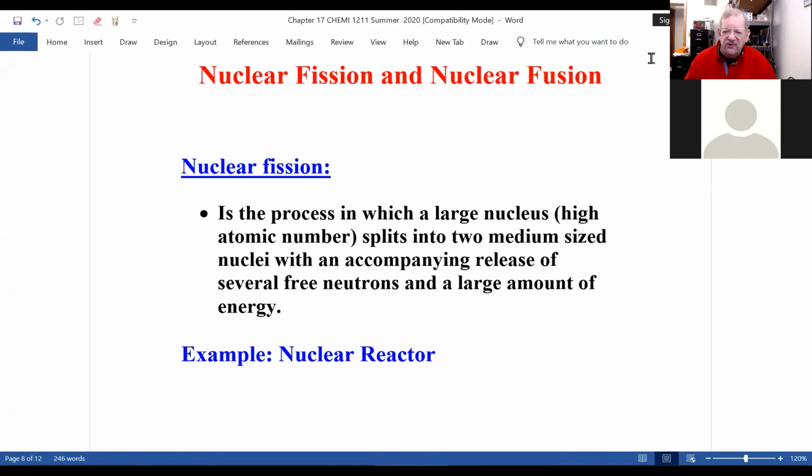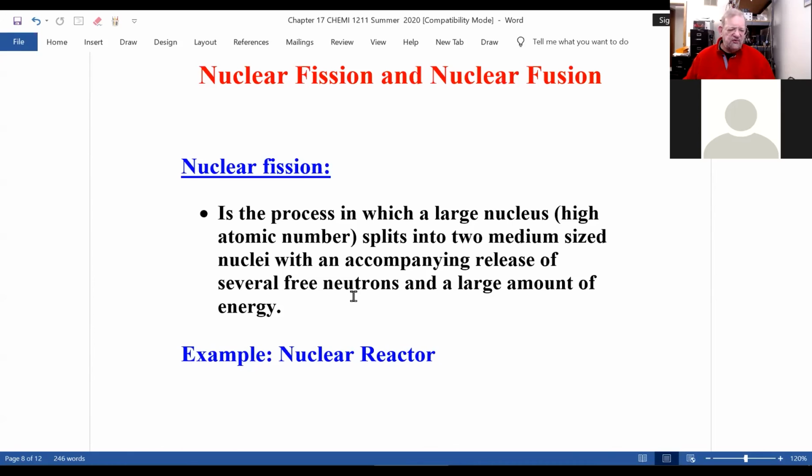There's 2 types of nuclear reactions. One is called nuclear fission. The other is nuclear fusion. You should know that nuclear fission is the process in which a large nuclei, something with a high atomic number, splits into medium-sized nuclei. And when it does that, it releases free neutrons and a lot of energy. This is an example how uranium works. When it undergoes nuclear fission, it becomes smaller things and gives off a lot of energy.